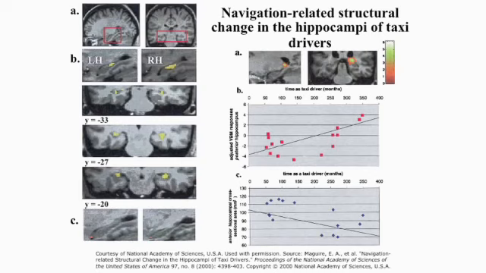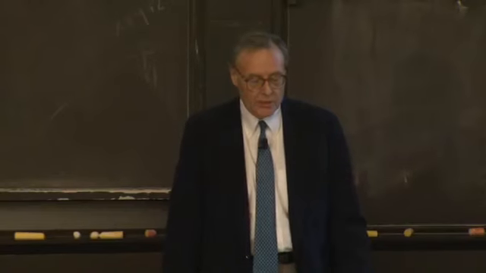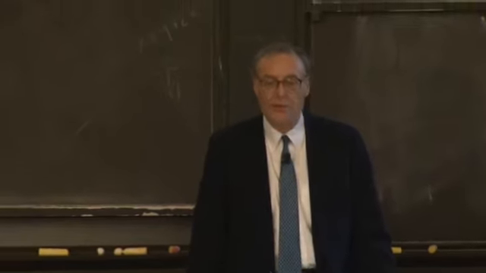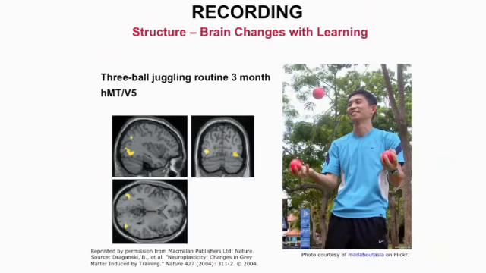But you could do a causal experiment this way. They taught people to juggle 3 balls. They practiced every day for 3 months. 3 months juggling every day. What you see in yellow are parts of the brain, that's a statistical map, parts of the brain that significantly got thicker in 3 months of practice. So they could compare directly before and after. It's a causal experiment. And these are areas that are involved in visual motion.